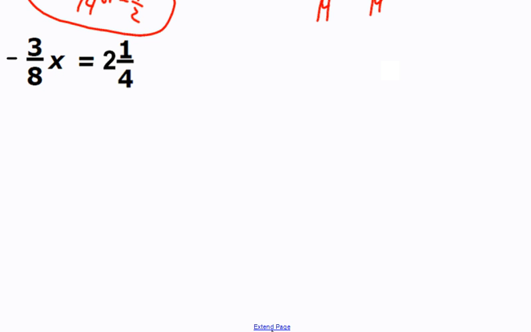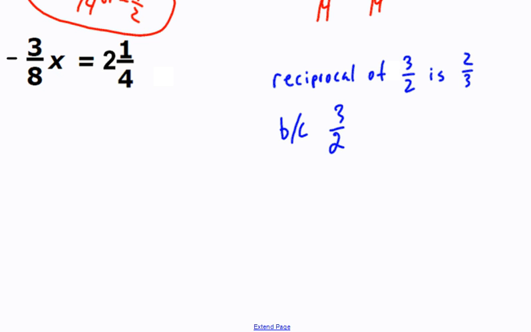Remember, the reciprocal of, let's say, 3/2 is what? 2/3. Because what makes something reciprocal is that it's the number you multiply another number by to get 1, right? That's the key.